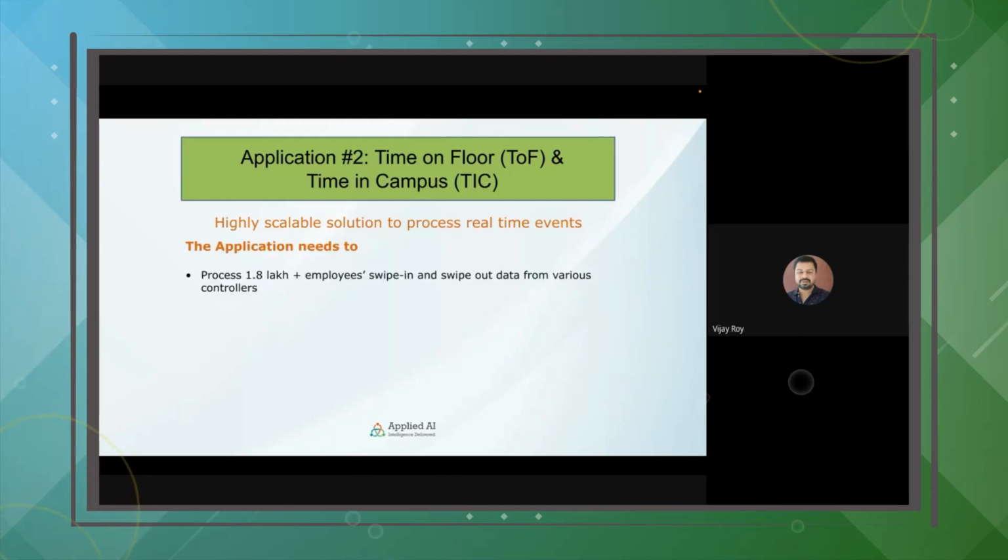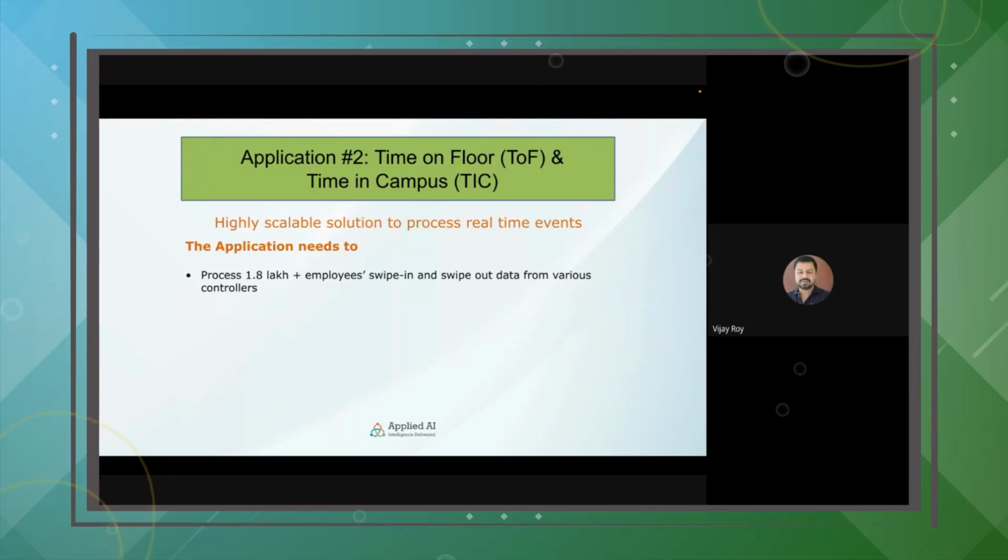Those who are into IT, most of you understand that in bigger ODCs, we have to swipe in and swipe out our cards, right? And this is pre-COVID era. With COVID, work from home, I'm sure a lot of us have not pulled out our ID cards for a long time. But at that time, pre-COVID, 1.8 lakh employees had to swipe in, swipe out, with data from various controllers. Controllers are nothing but the swiping machine that is in front of the doors, right?